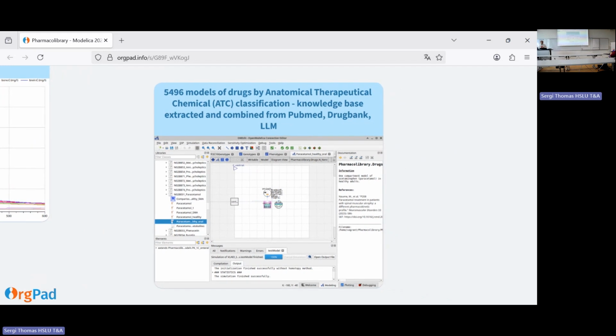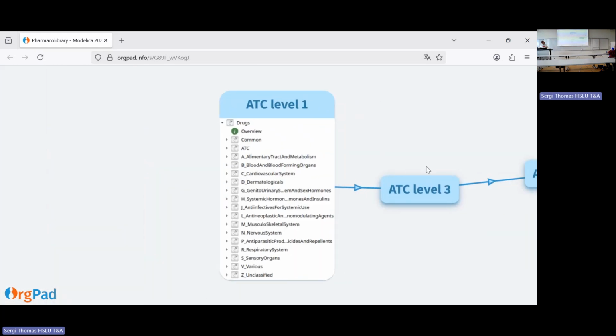In the library, we have so far modeled 5,496 drugs that are classified by the anatomical, therapeutic, and chemical classification. So it's all approved drugs, and some of the drugs are not used now because it was found that there are some toxic and other consequences, or some of the drugs are classified more than once. We'll show you some examples later.